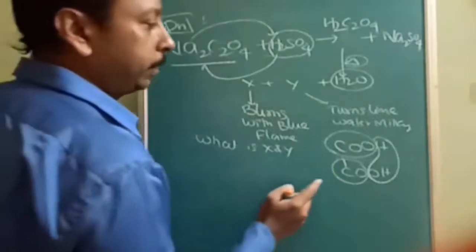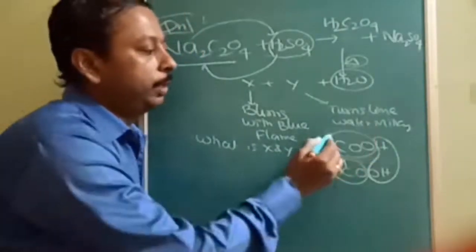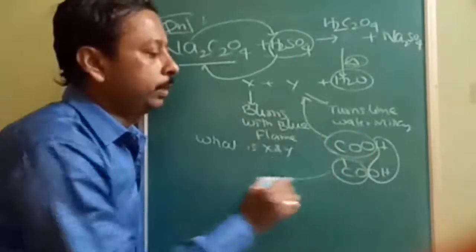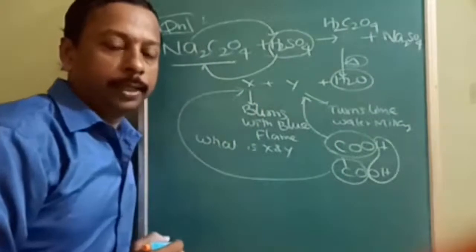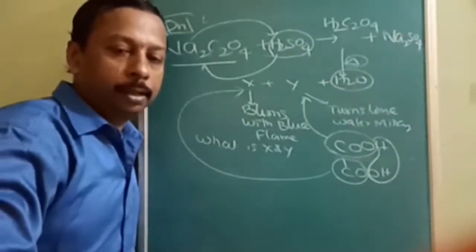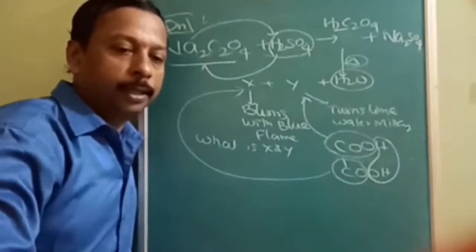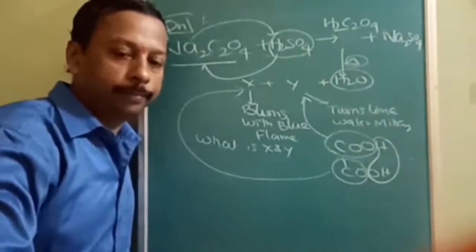The main problem is which is X and which is Y. Turning lime water milky means CO2 is Y and CO is X. So X is CO and CO2 is Y. Is it clear how the questions will come and how you should answer? Let's do one more different model of question.